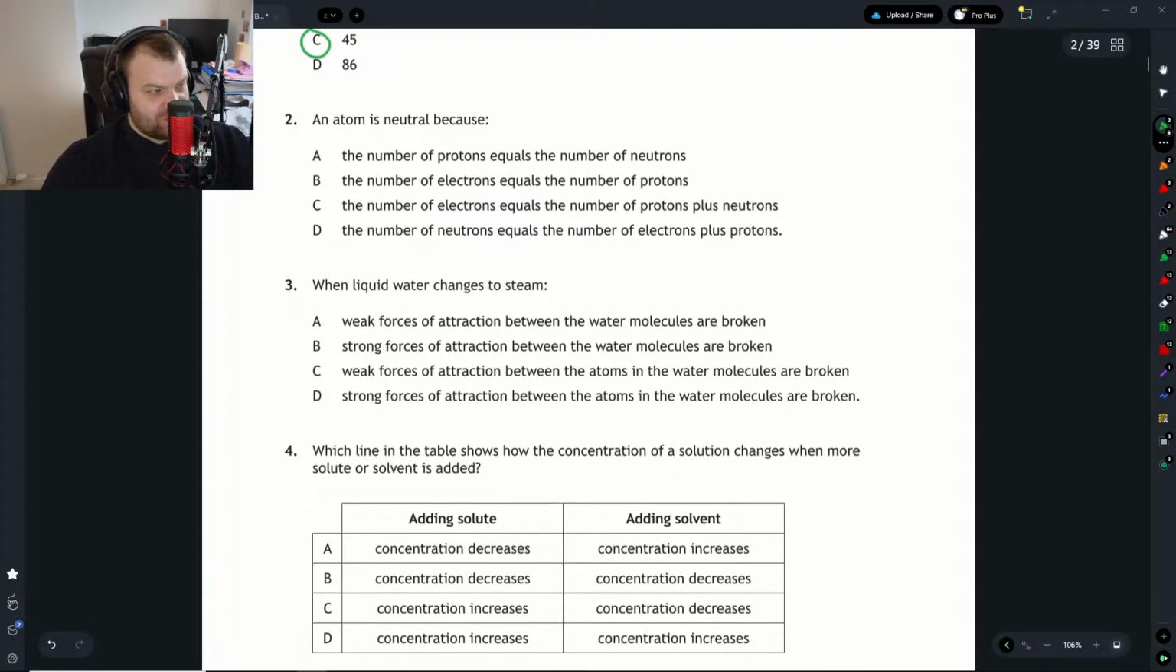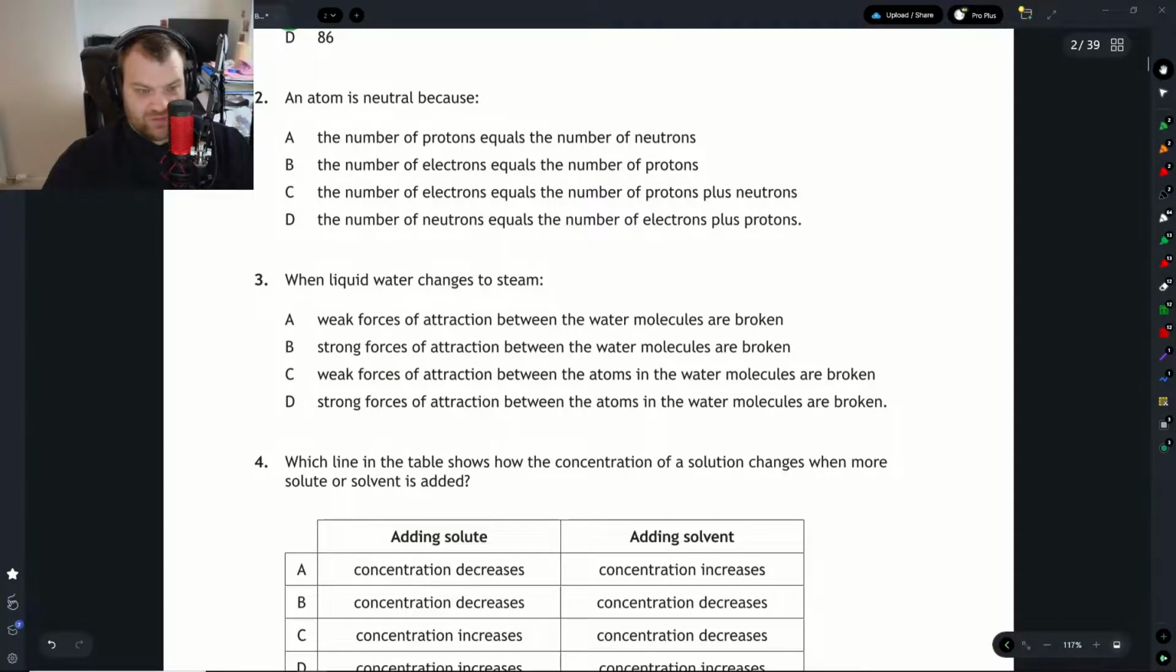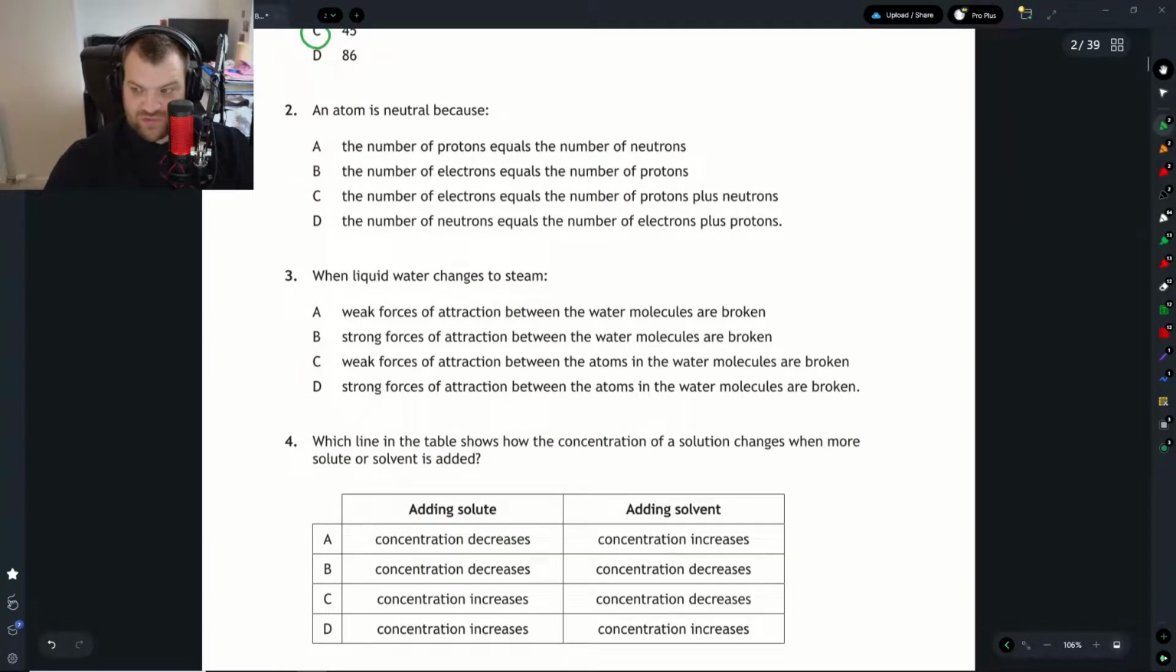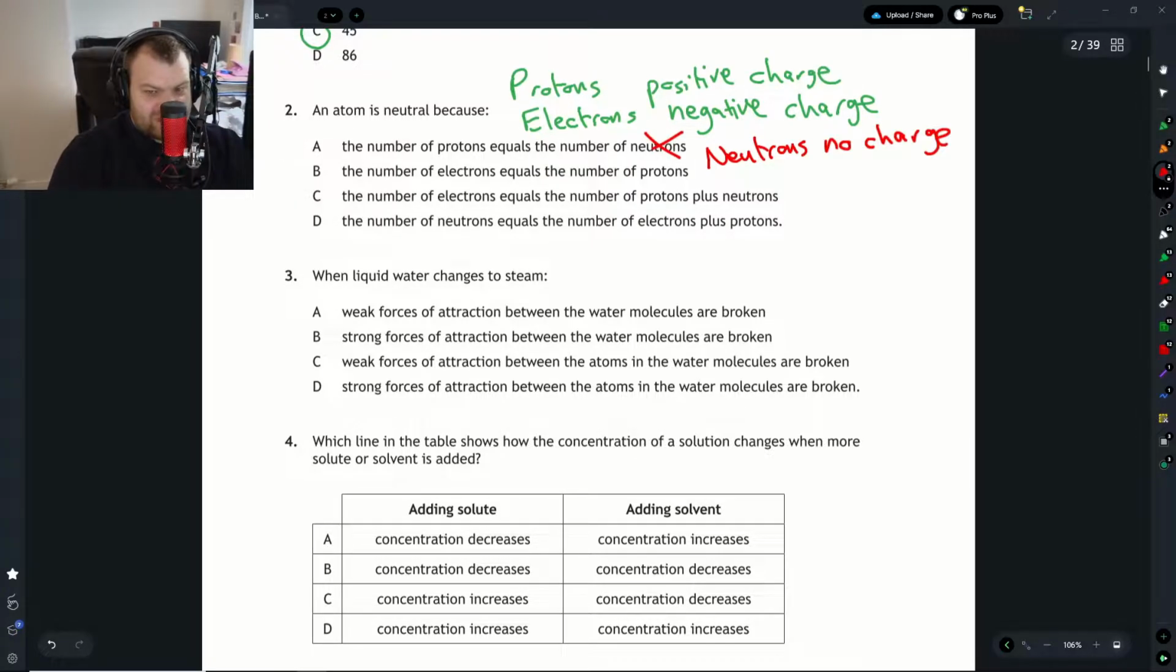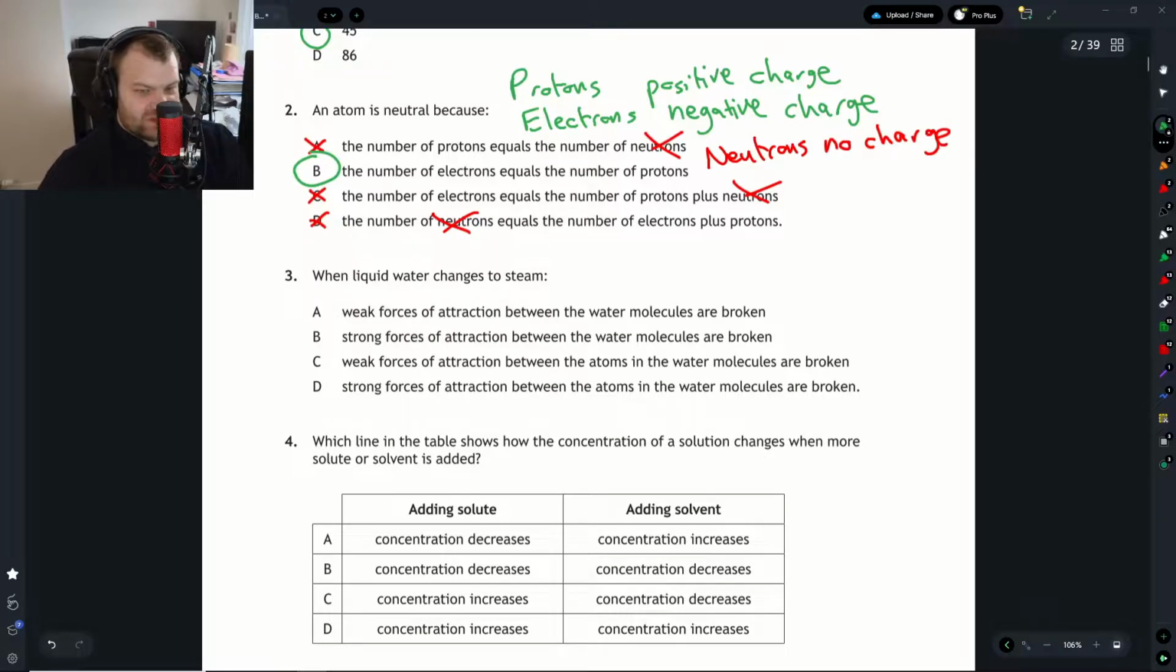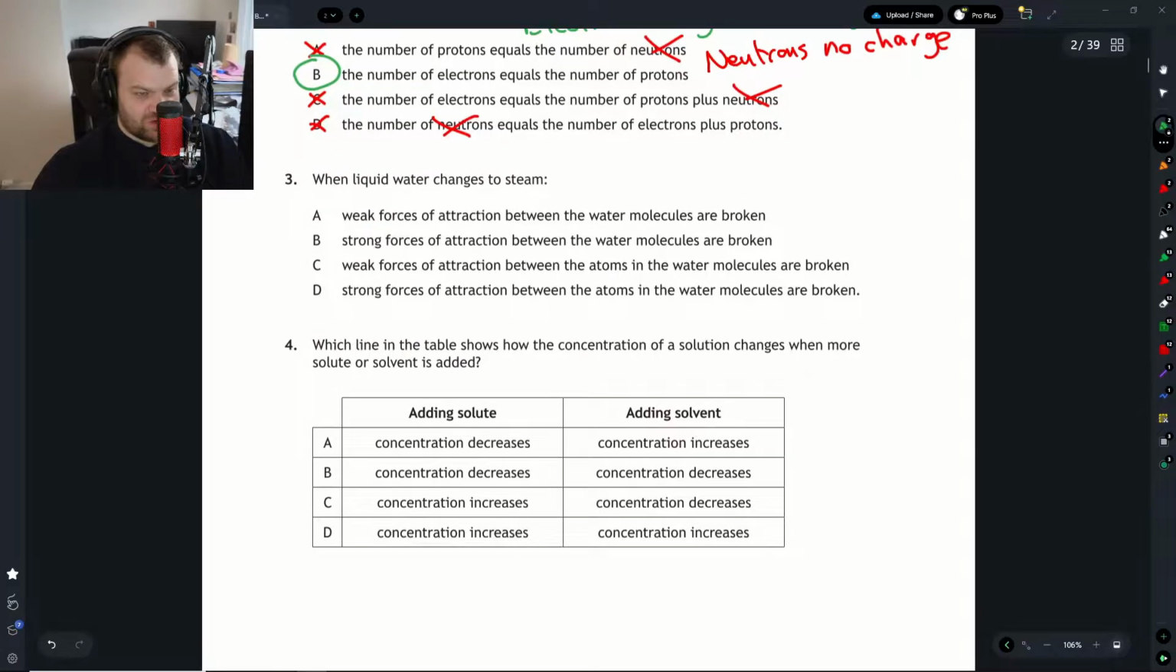Next up, we're asked about why an atom is neutral. Here we want to be talking about protons and electrons, because protons have a positive charge, electrons have a negative charge, and neutrons have no charge. That means A, C, and D are all incorrect. Only B talks about the numbers of protons and electrons being the same. If the protons and electrons were not the same, that's when you'd have an ion, which may come up later in this paper.